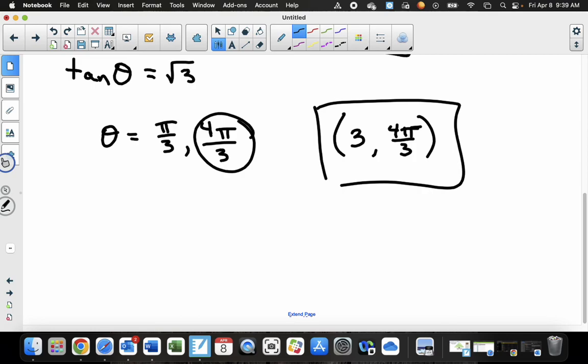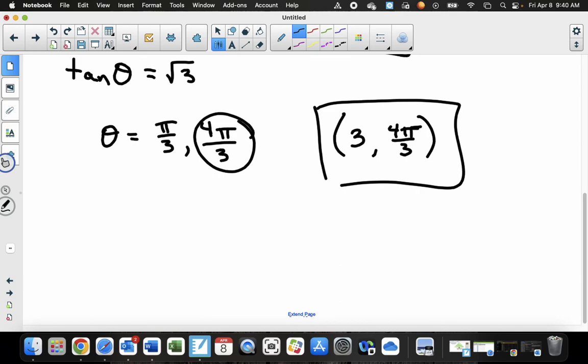You could put them in degrees. I'd accept it in degrees too. If it was pi over 3 and you put 60 degrees instead, that's fine. I don't really care whether it's radians or degrees. All right, that should at least give you an idea.